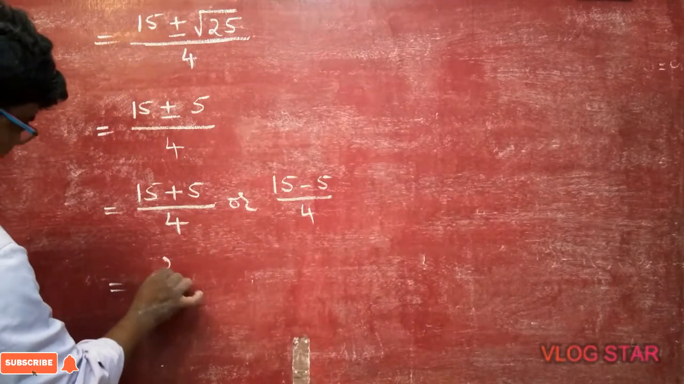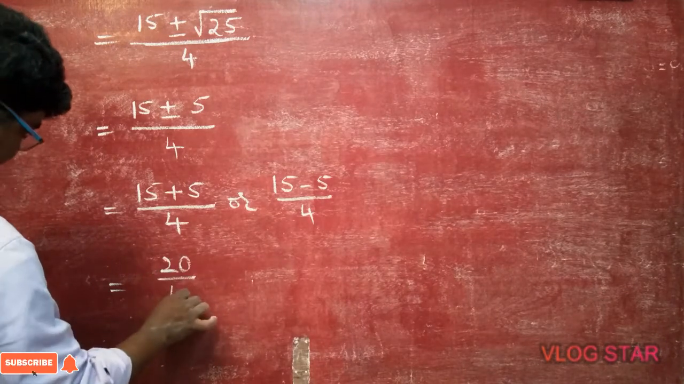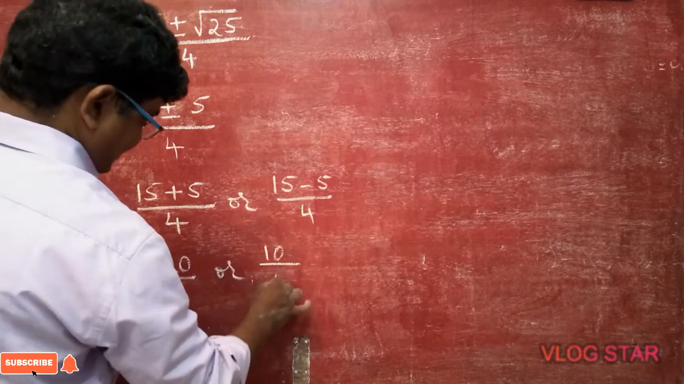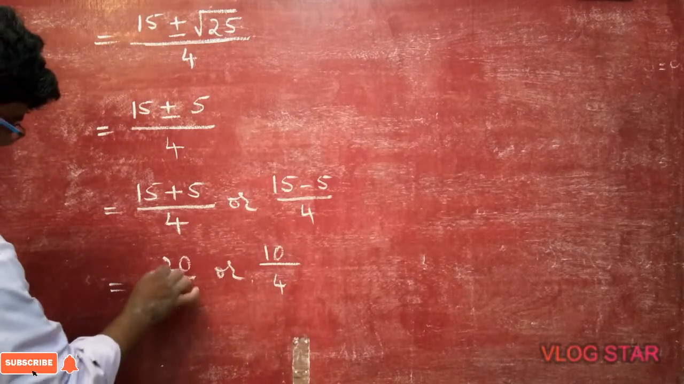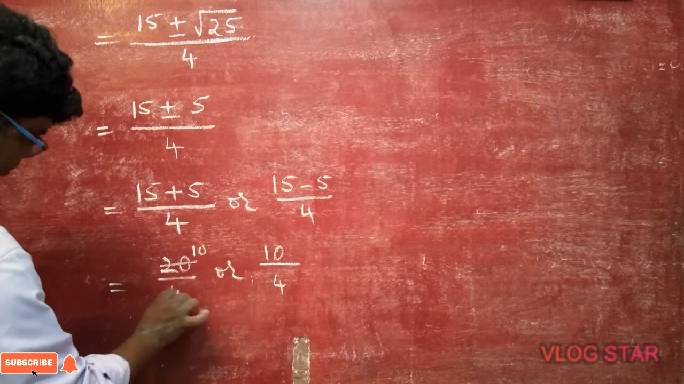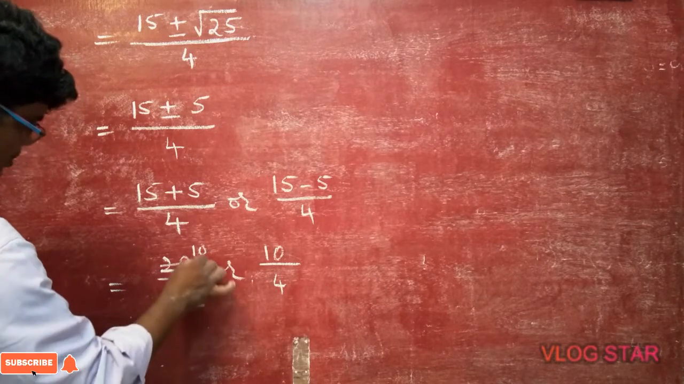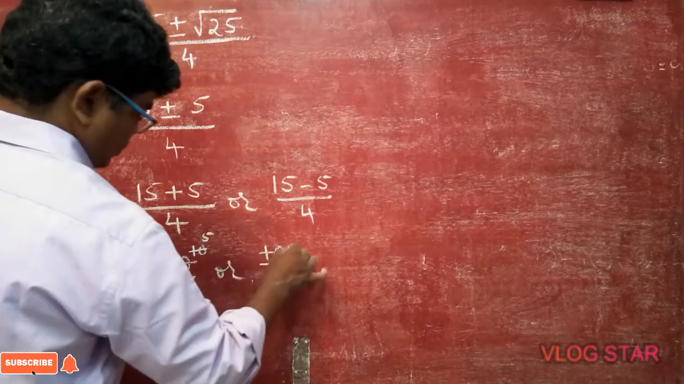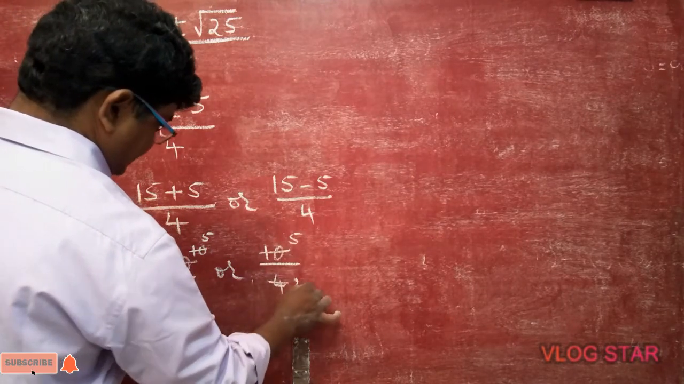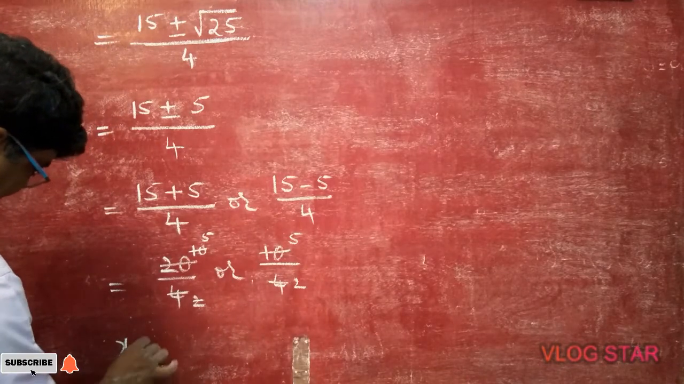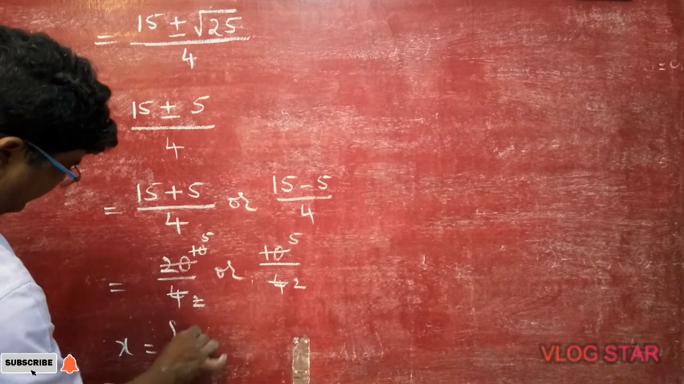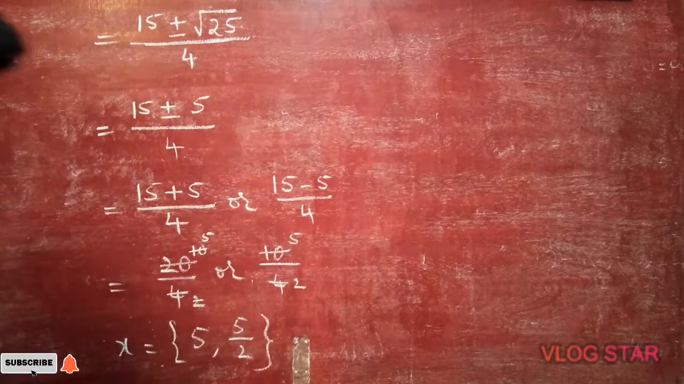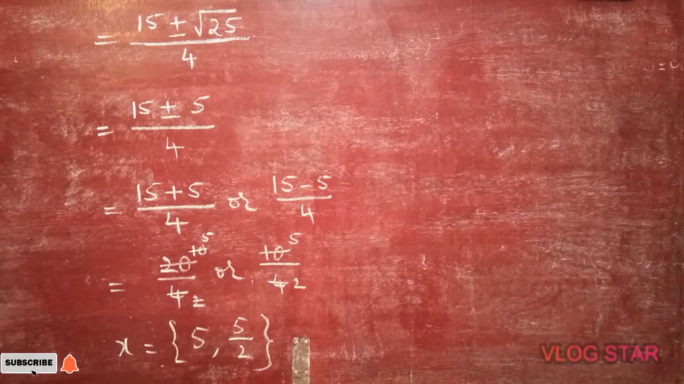15 plus 5 is 20, 20 by 4, or 15 minus 5 is 10, 10 by 4. 2 table goes. 2 tens are 20, 2 twos are 4. Again 2 goes 5 times. Directly, 5 fours are 20. Here 2 table, 2 goes 5 times, 2 goes 2 times. So what is the answer? x is equal to 5, 5 by 2. That is the answer.